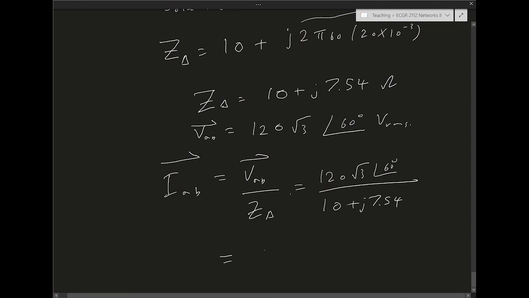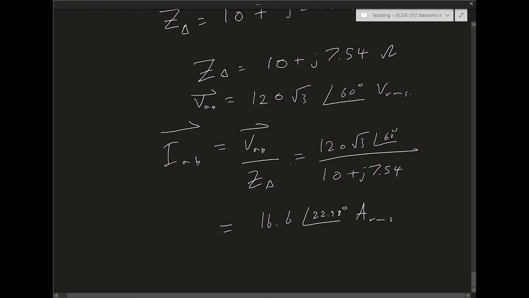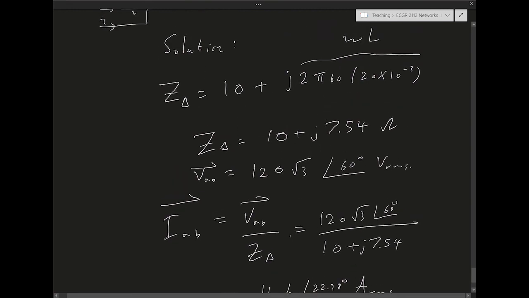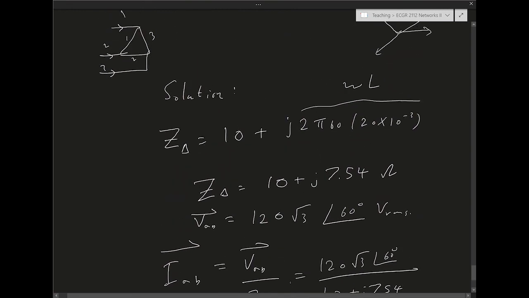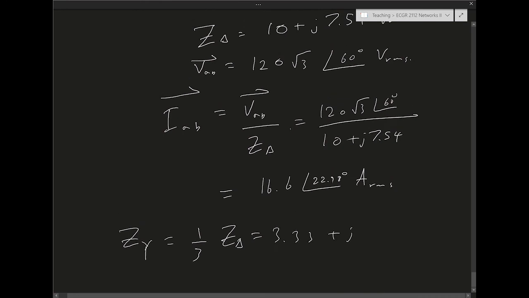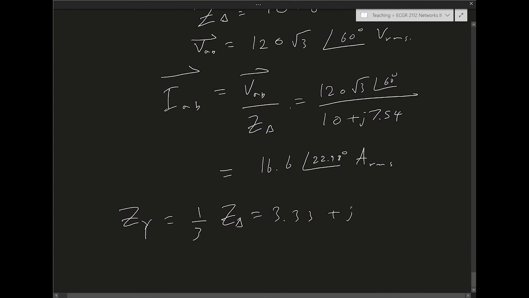Take out the calculator, and this becomes 16.6∠22.98° amps RMS. Now I want to find the line current, and it's easiest to convert the delta load into a Y load. So the Y equivalent of this delta load is just going to be 1/3 Z delta. What's 1/3 of 10? About 3.33, plus j times 1/3 of 7.54, which is about 2.513 ohms.